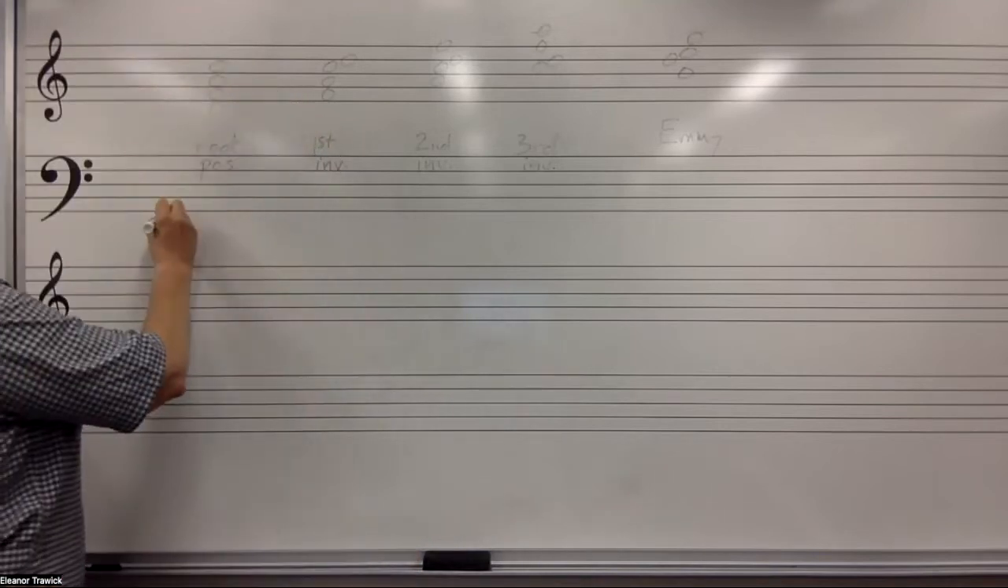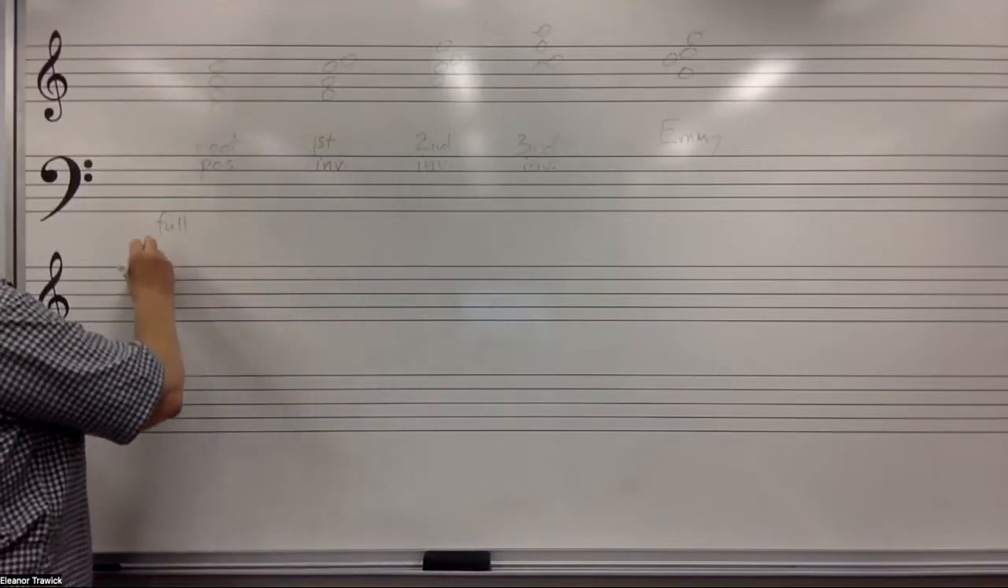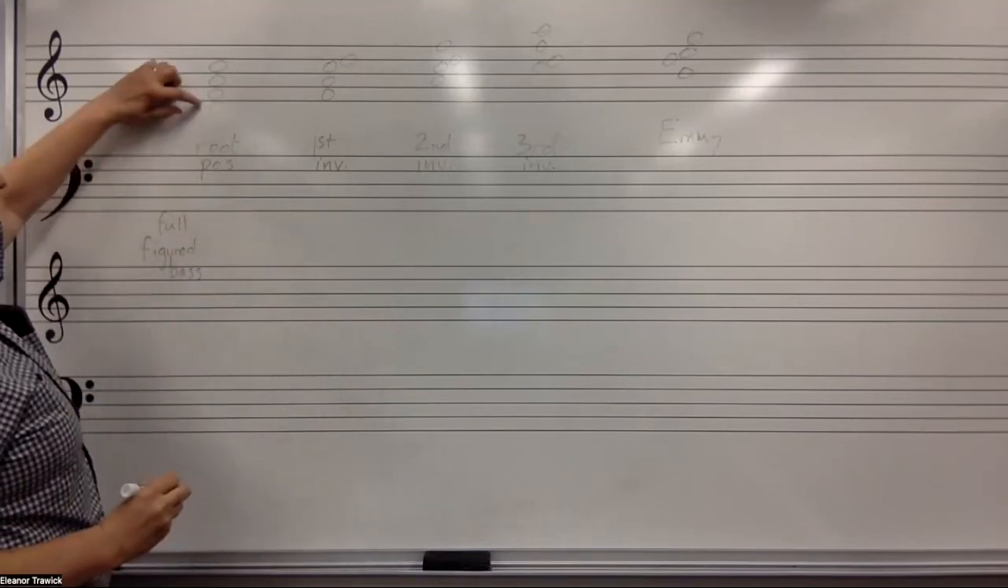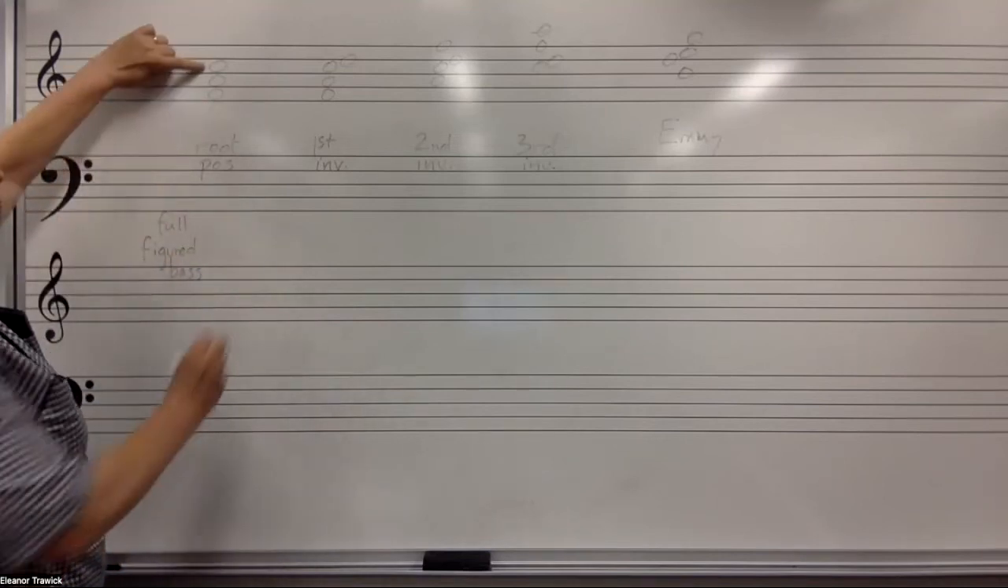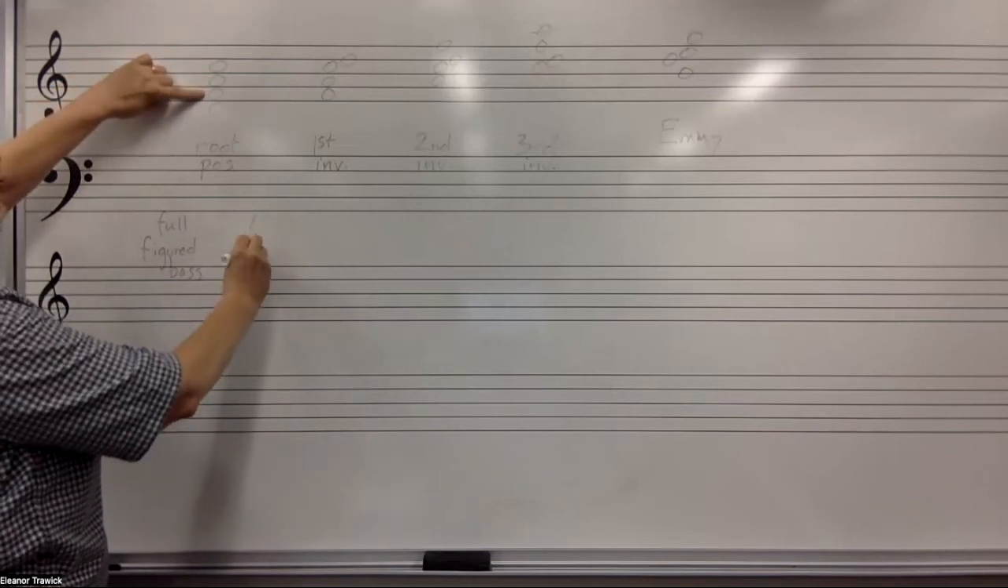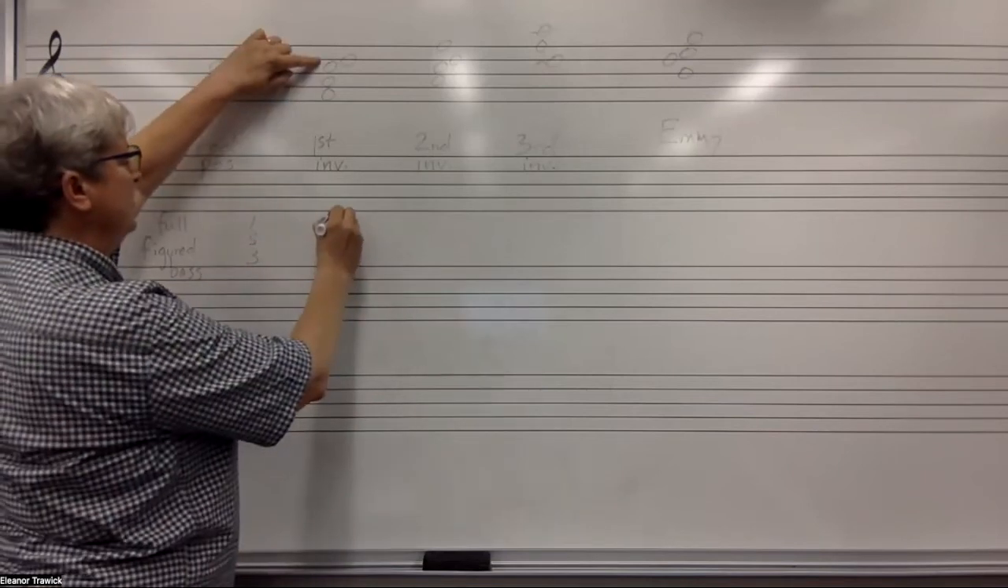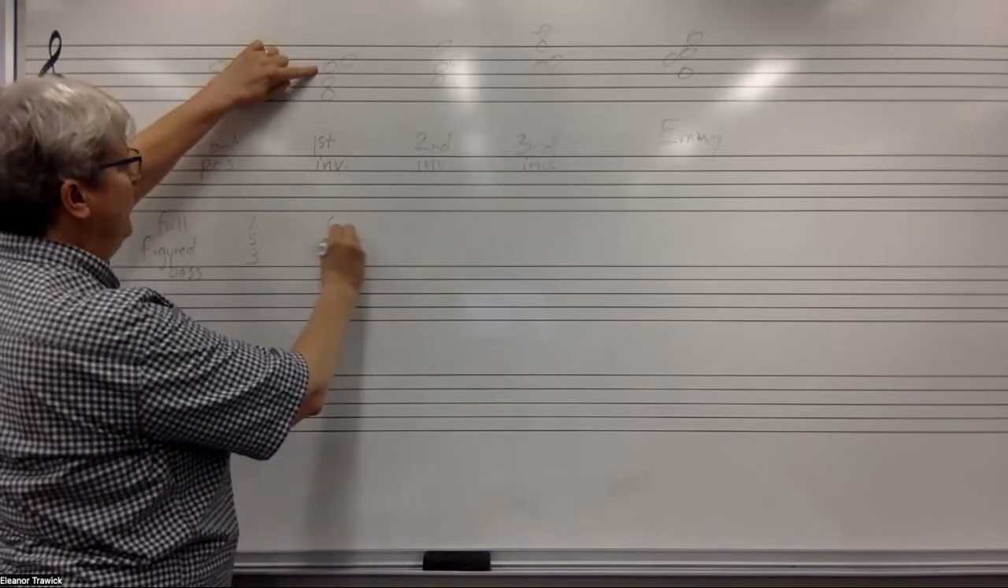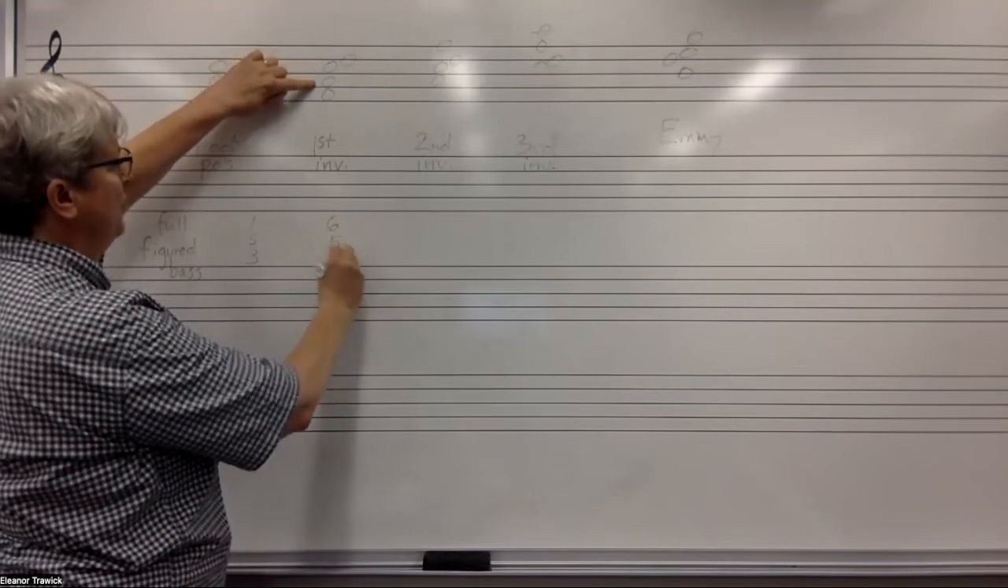Now let's take a look at what happens when we put in the figures, the figured bass for these chords. Let me start by writing the full figured bass. So I'm going to write all the intervals above the bass note. We have a seventh above the bass, a fifth above the bass, and a third above the bass. Here we have a sixth above the bass, a fifth above the bass, and a third above the bass.